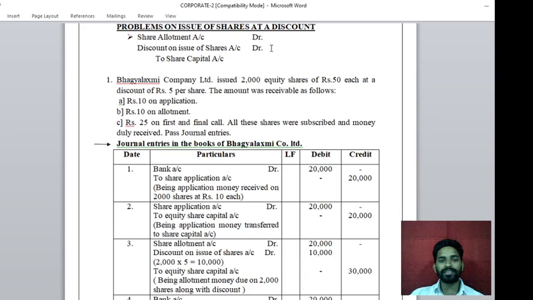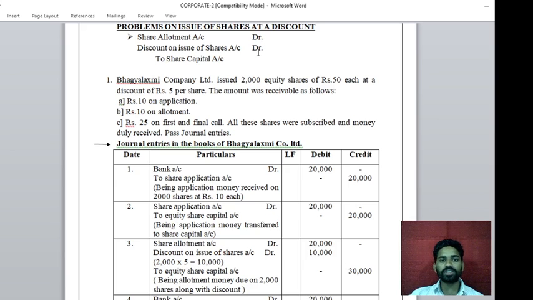Suppose the face value, or the par value, of the shares is rupees 100, and for those shares there is no demand in the market. So the company will give a discount. It means those 100 rupees shares they will issue at rupees 95 or rupees 90. Rupees 5 or rupees 10 discount they will give. This is nothing but problems on issue of shares at a discount.